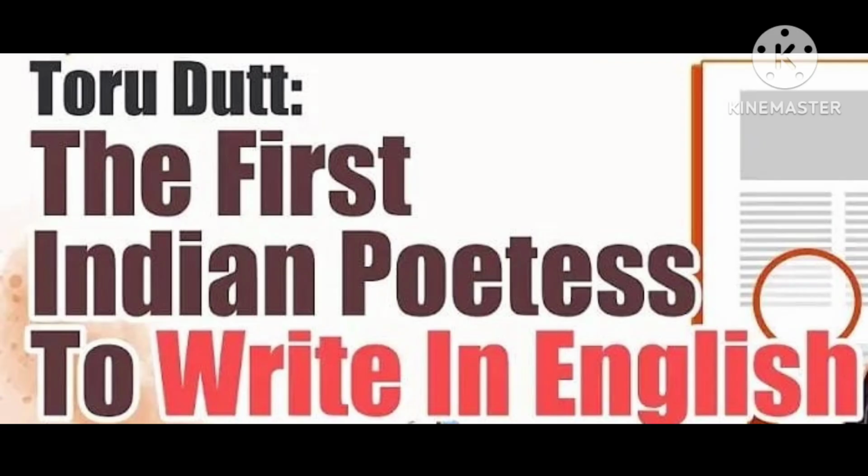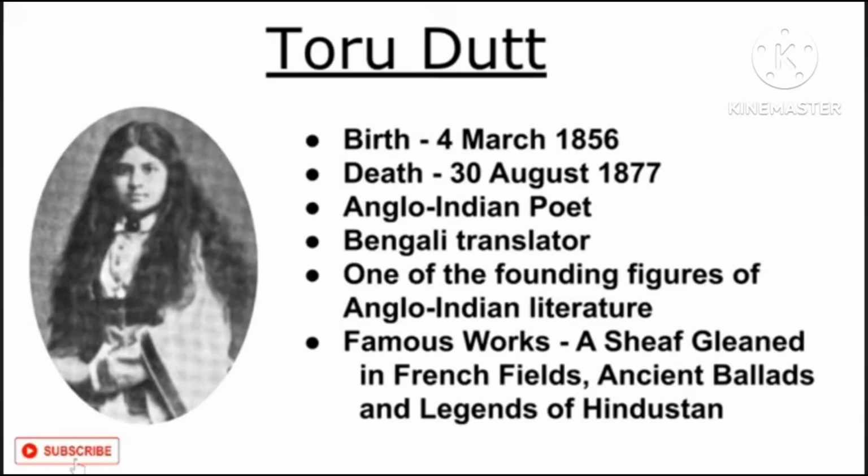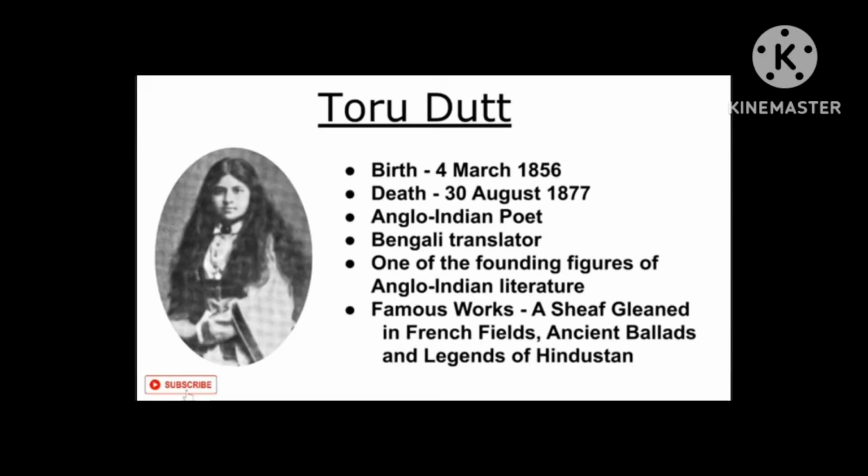So Toru Dutt is the first Indian poetess to write in English. She has symbolically used the lotus in this poem. Toru Dutt was born on 4th March 1856 and she died on 30th August 1877. She is an Anglo-Indian poet, Bengali translator, and one of the founding figures of Anglo-Indian literature.